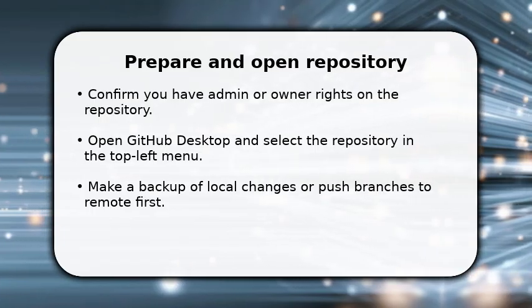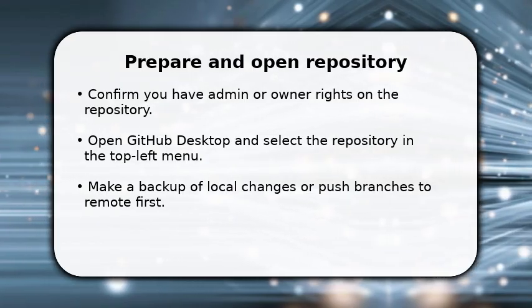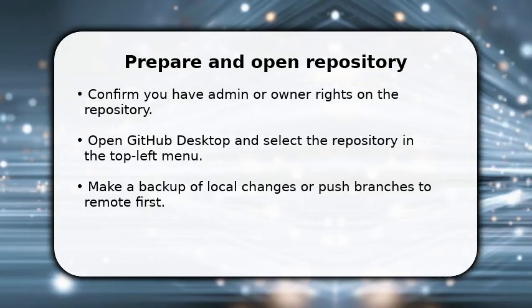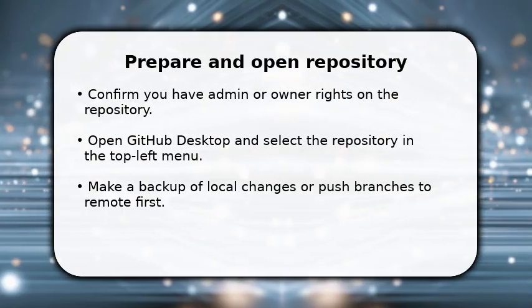Once done, make sure local work is saved. Commit or stash changes or push branches to GitHub. You're doing this so you don't lose important history. Now that the repository is selected and backed up, move to the repository menu to start removal.